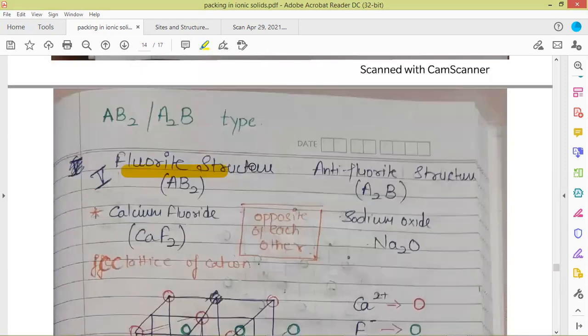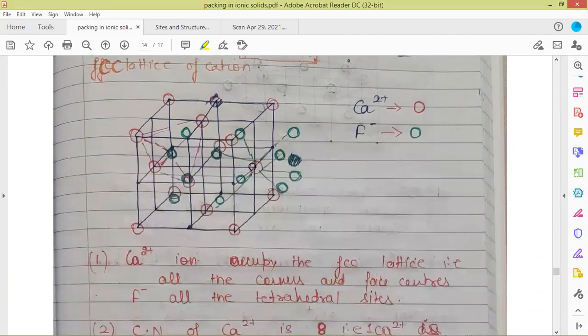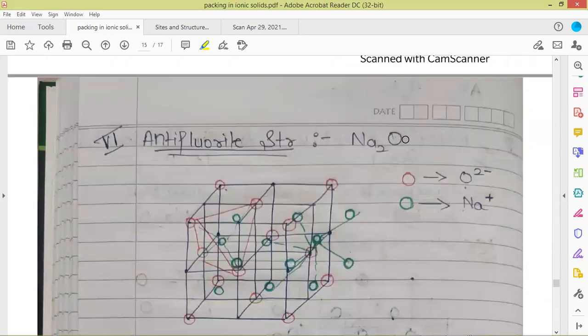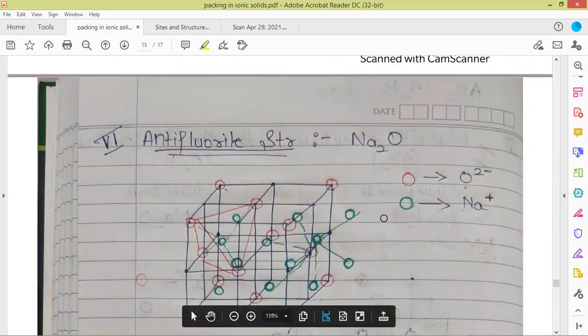Next we have anti-fluoride structure. This is exactly opposite to that of fluoride structure. Here the formula is A2B. The example is Na2O. Here the anions again are going to occupy the FCC lattice.